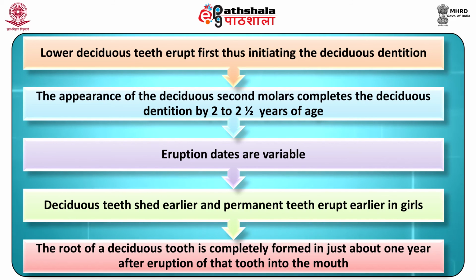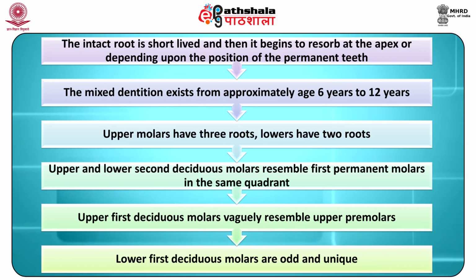Of course, the eruption dates are variable, and the temporary teeth are shed earlier and permanent teeth erupt earlier in girls, as all the developmental milestones happen first in girls and later on in boys. The root of a temporary tooth is completely formed in just about 1 year after eruption of that tooth into the mouth. I am talking about the temporary teeth. The intact root is short-lived and then it begins to resorb at the apex, depending upon the position of the permanent tooth.